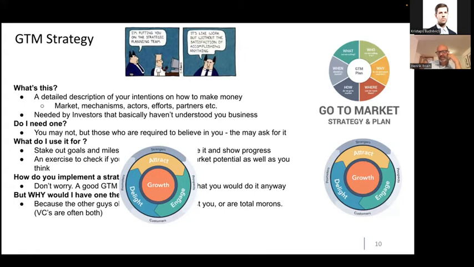Do I get the influx? Do I get the clients in the pipeline that I need? Do I get the sign-ups to the contracts? Do I get the progress?